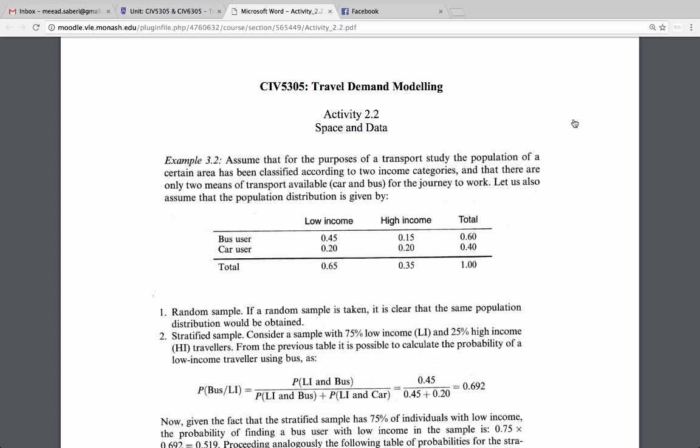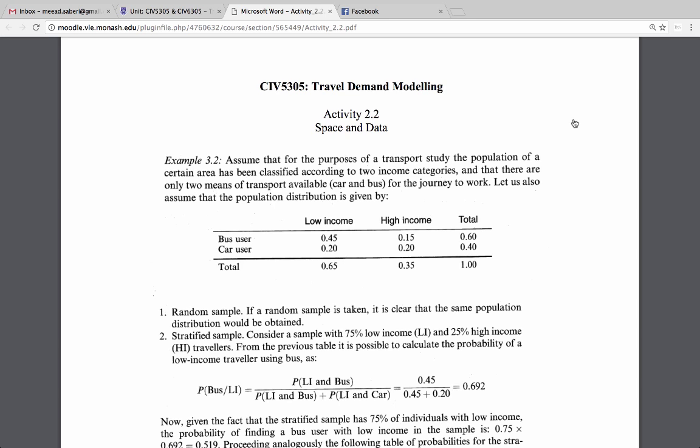So in activity 2.2, we will go over example 3.2 in the textbook from chapter 3. Assume that for the purpose of a transport study, the population of an area is classified according to 2 income categories, and there are only 2 means of transport available, being car and bus, for the journey to work.